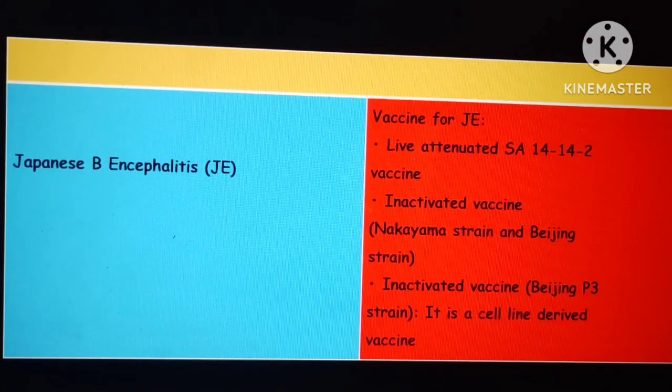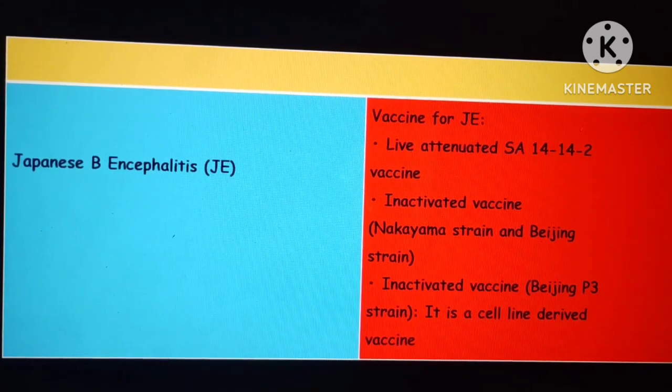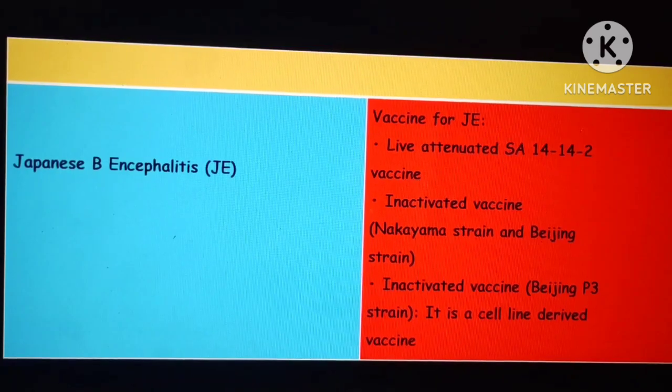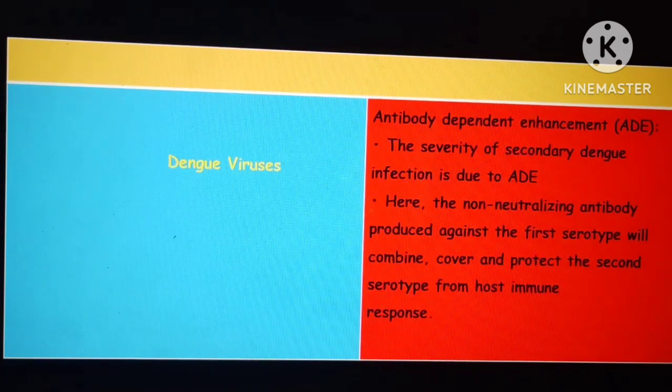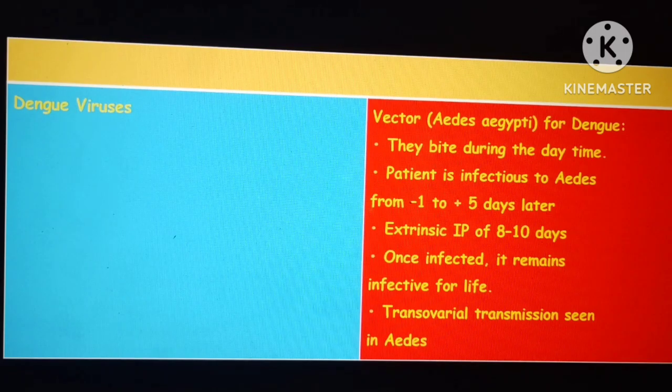The vaccine for Japanese encephalitis is SA-14-14-2. There is also an inactivated vaccine, where the Nakayama and Beijing strains are used. Here Beijing P3 is a cell line derived vaccine.